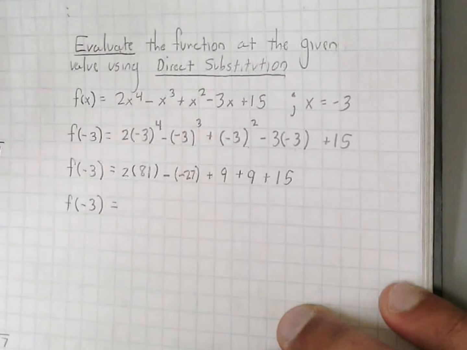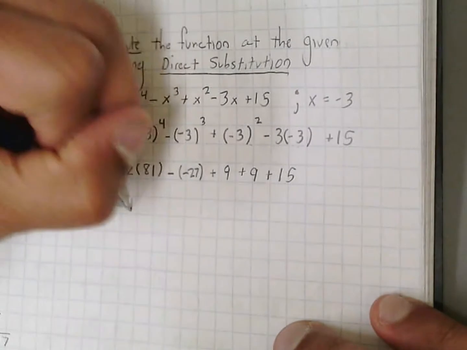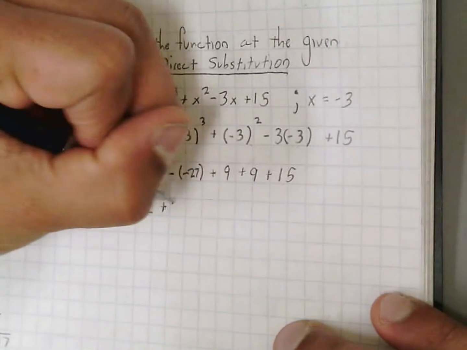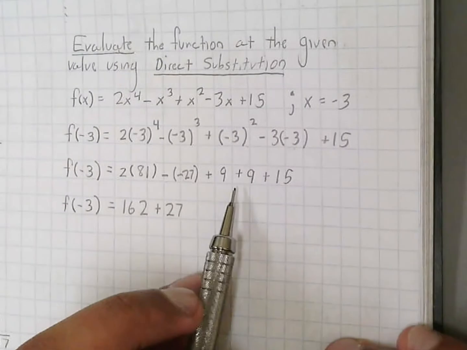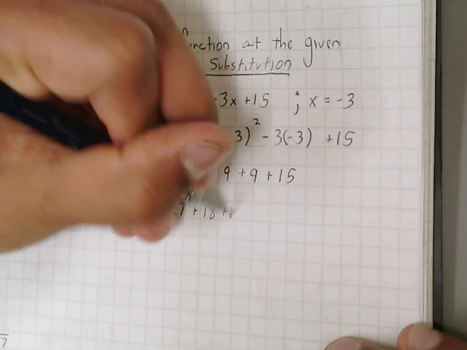Next up, multiply. 2 times 81 is 162. Minus a negative is +27. And then we can go ahead and start adding these. 9 plus 9 is 18. Bring down the 15.